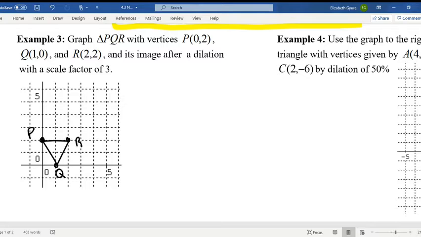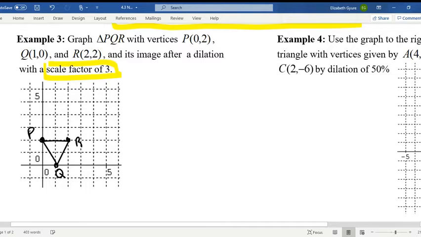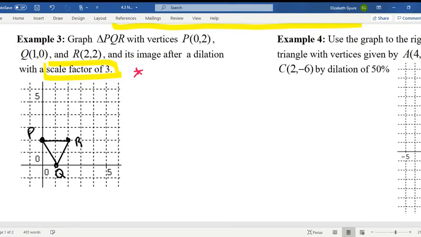So here's our original triangle. And graph its image after a dilation with a scale factor of 3. What that means is multiply each coordinate by 3. If your scale factor was a half, you would multiply each by a half. If it was 2/3, you would multiply each by 2/3. If your scale factor was 10, you would multiply each one by 10.